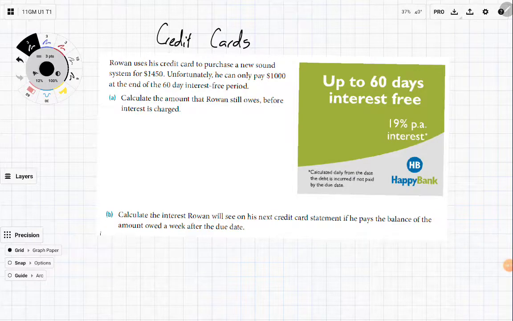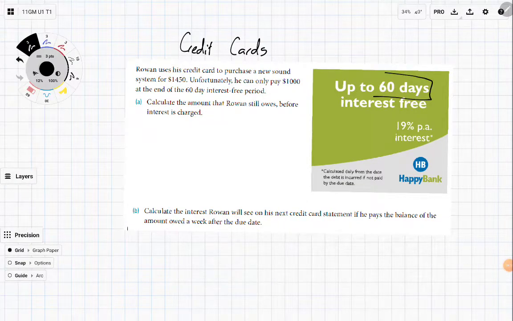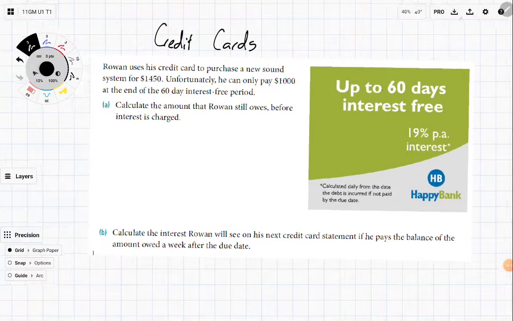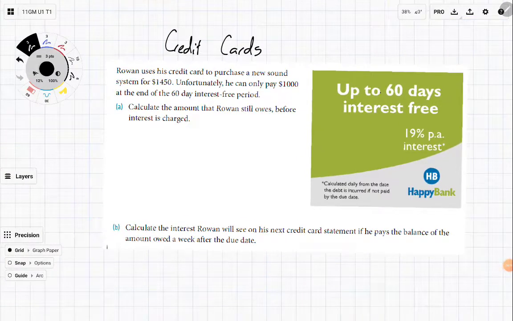So let's look at this particular card. It's up to 60 days interest free, which sounds really nice because it means you've got 60 days to pay it off. And although it's a high interest rate, it's unlikely you're going to need it. However, the fine print says something a little bit more malicious.